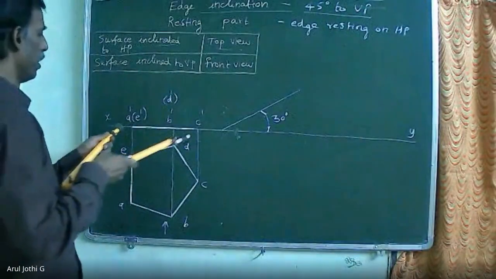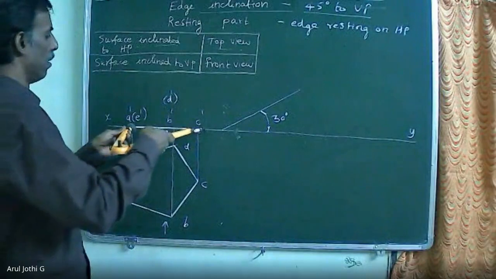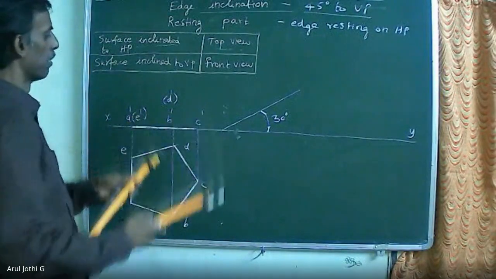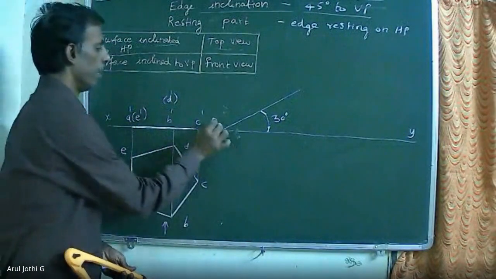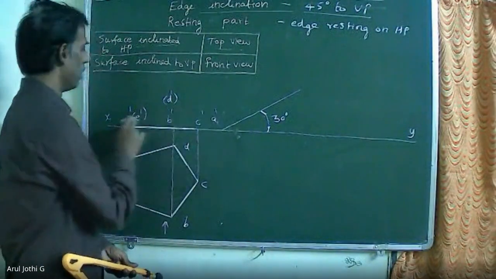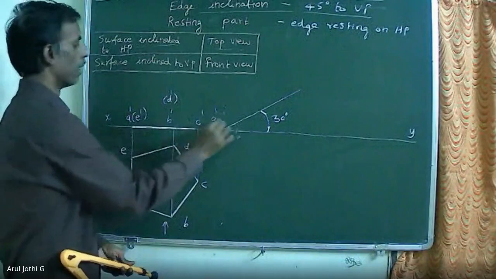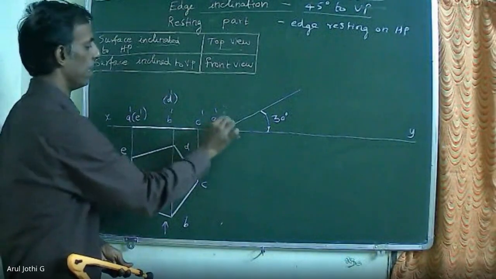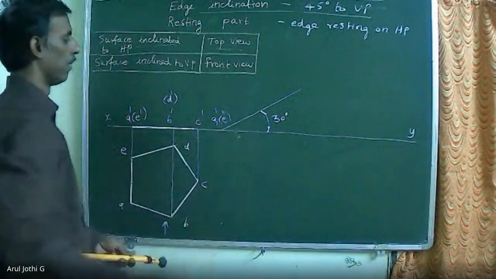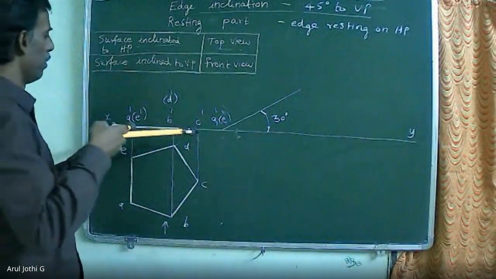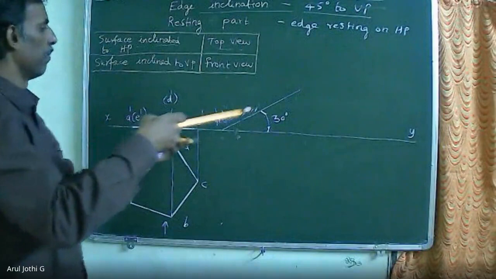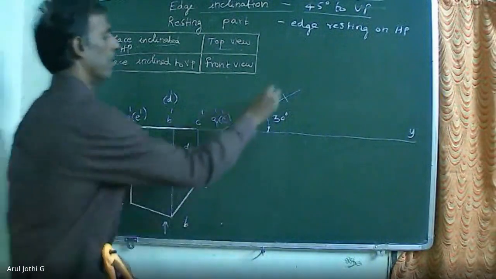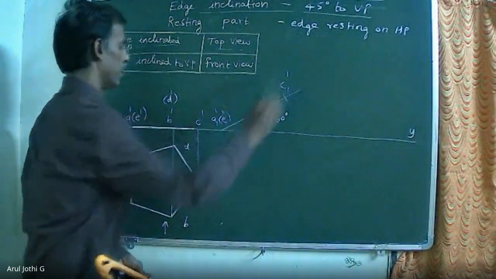Now you can use your divider or compass. Measure the front view A dash to C dash. The end points will have the same notations, so you have to transfer them here: A1 dash and E1 dash. Now measure A to C and transfer on the line. So this will be C1 dash.